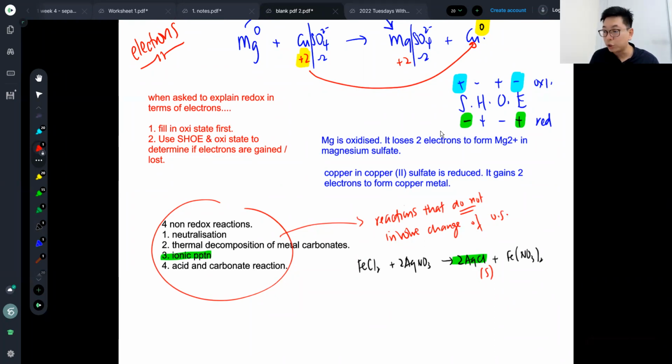How to know if solid? Good question. So I know it's a solid from the solubility table.